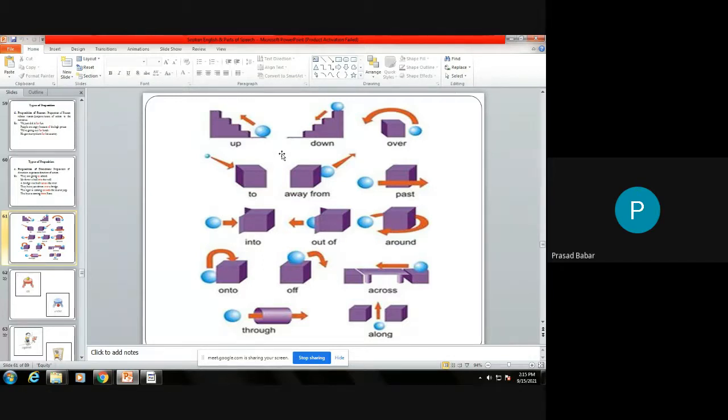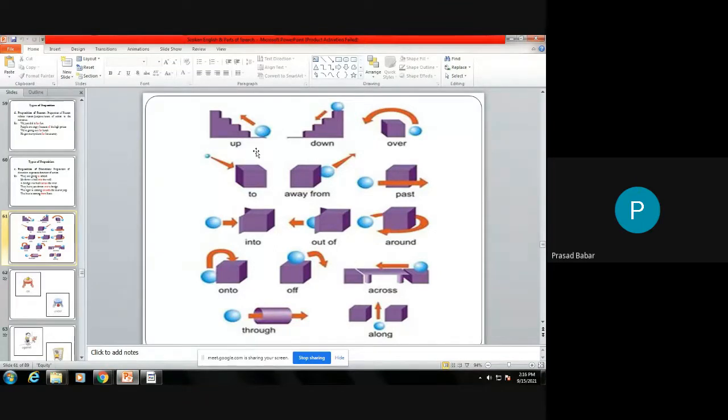So observe the first picture. In the first picture there is a ladder, or there are steps, and the ball is in the direction of upwards. Okay, so up is the direction showing word, so it is the preposition of direction. Up is the direction showing word. It is indicating the direction of that ball. So that is why it is called a preposition of direction, up.